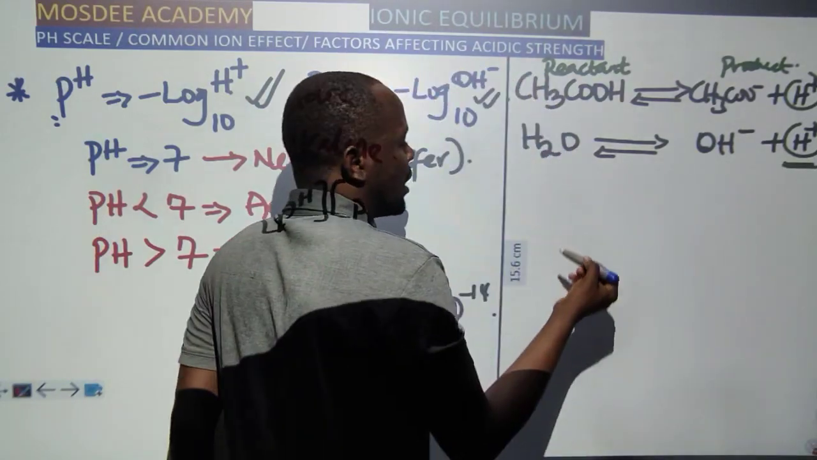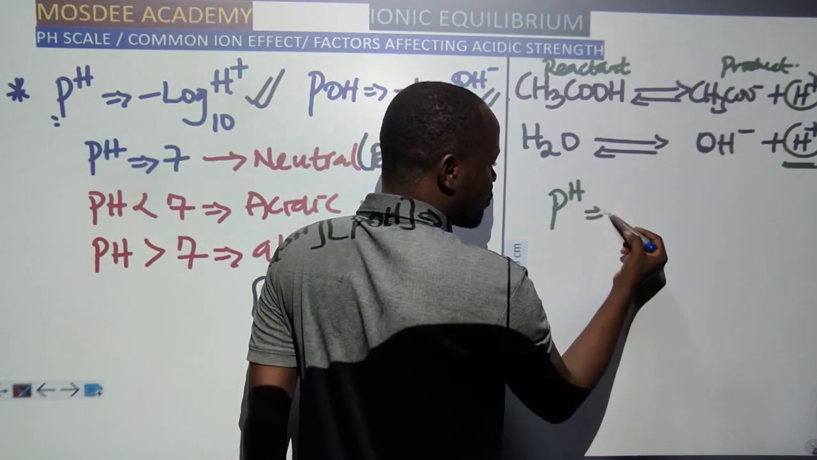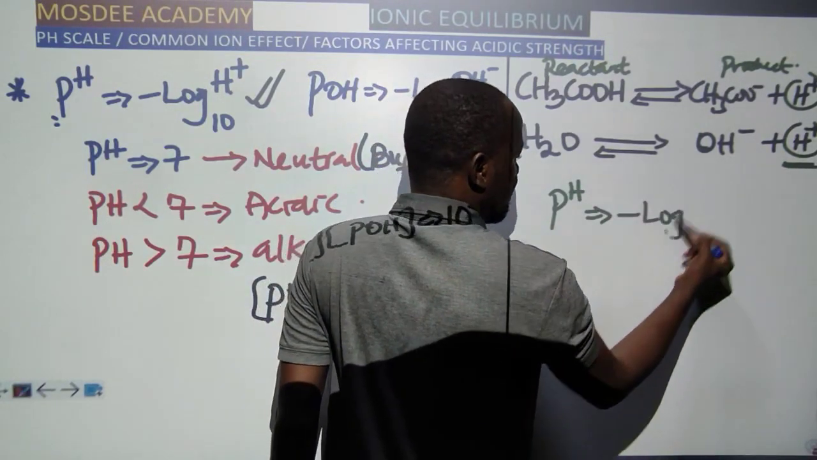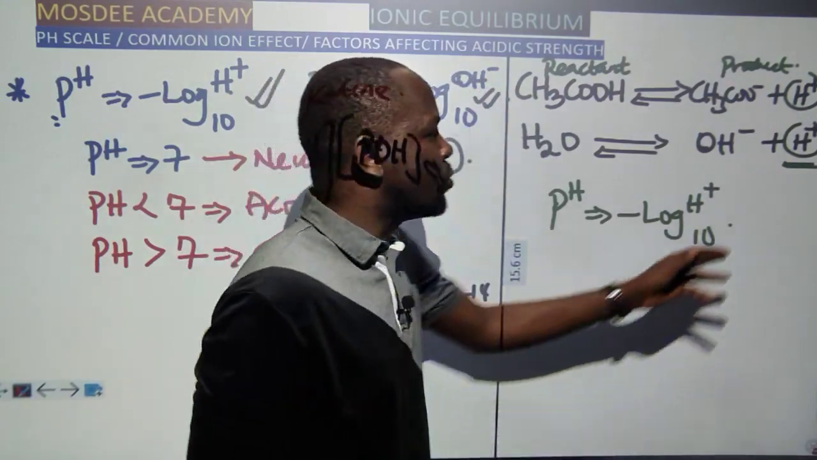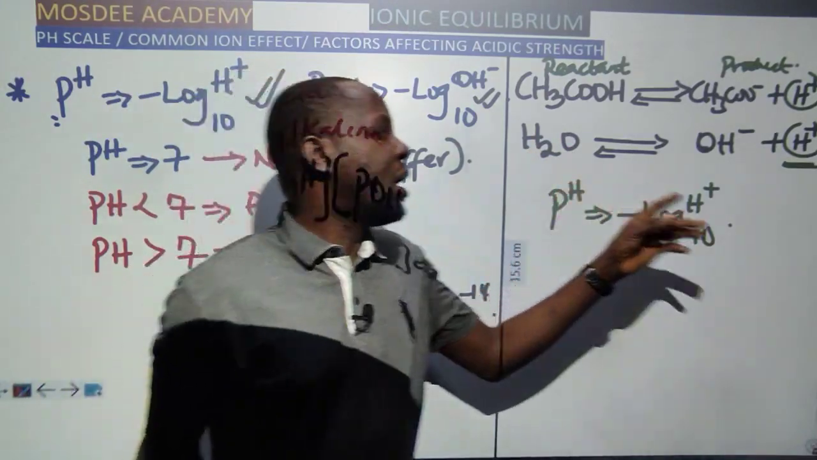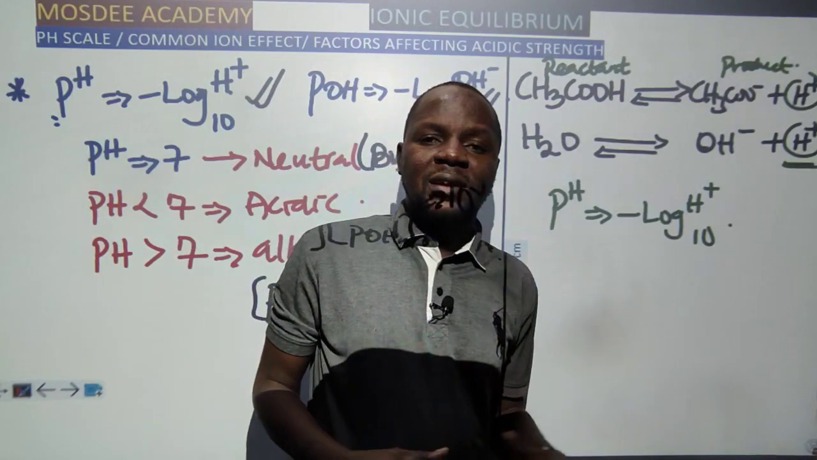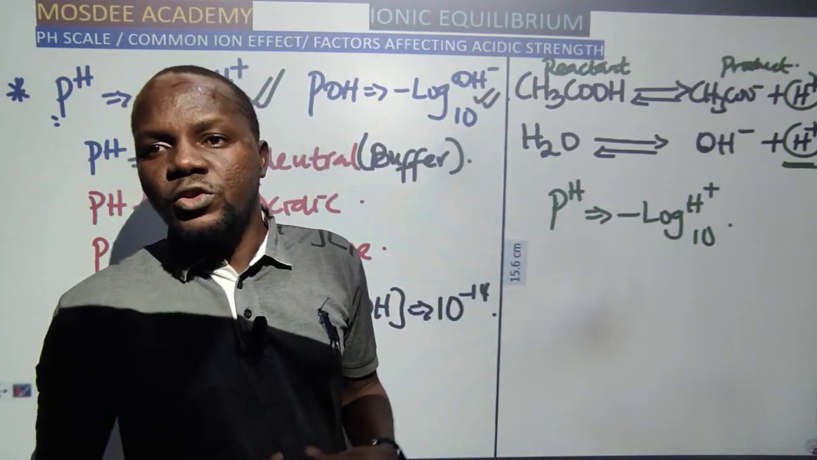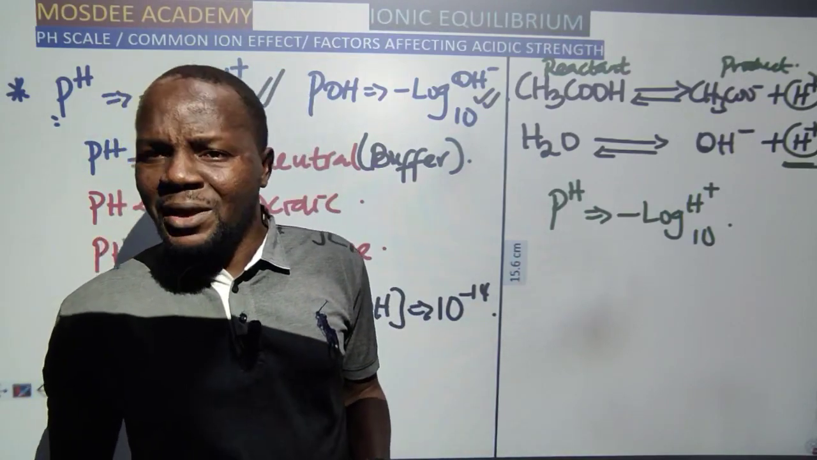Because everybody knows that pH is equal to negative log of hydrogen ion concentration to base 10. Now in this equation, what happened to our acid before? The acid now has an increased concentration of hydrogen ions. When it has increased in concentration of hydrogen ions, you'd expect it to be more acidic. Am I communicating?